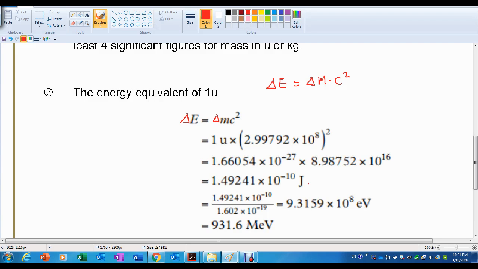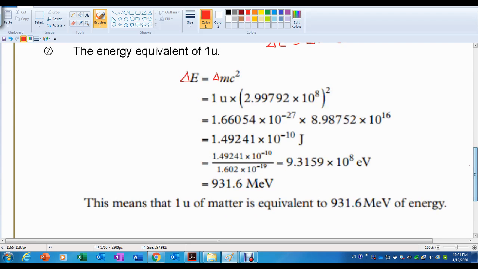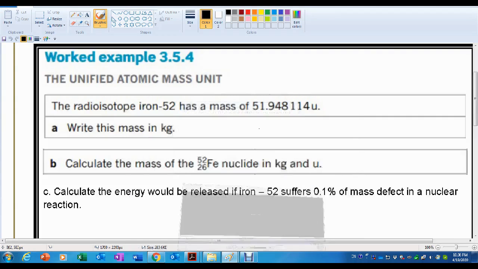And when you calculate them, in terms of joule, it's really small. So that's why we don't prefer joule. In terms of electron volt, it becomes too large. So we use mega electron volt, so the number is more manageable. So that's around 931.6 mega electron volt for 1 u of matter. So if during a nuclear reaction you lose 1 u as mass, that will produce that much energy.